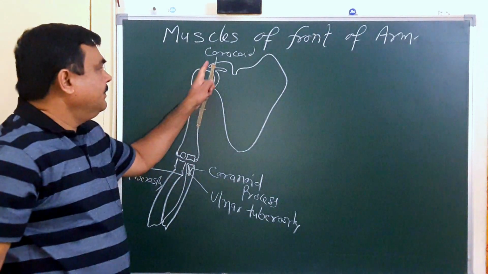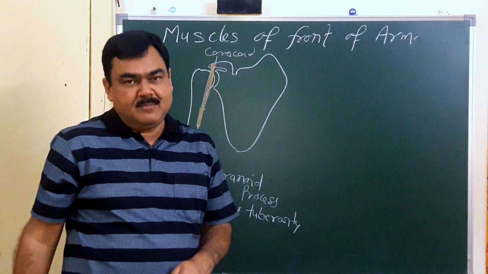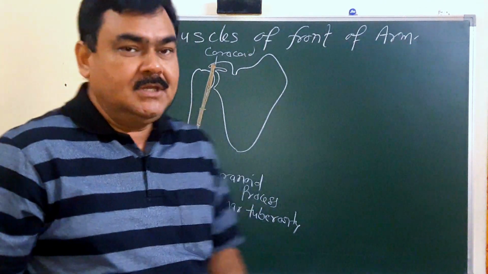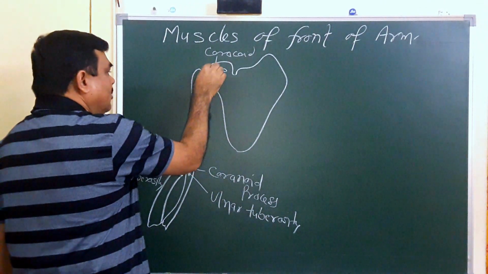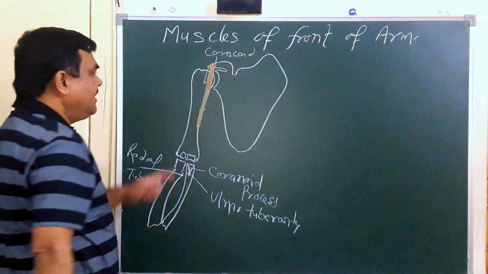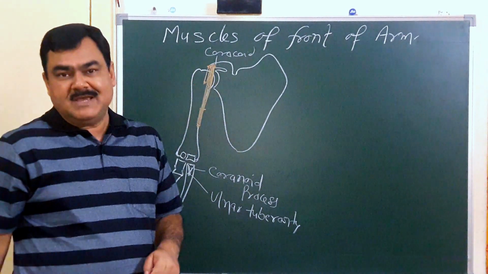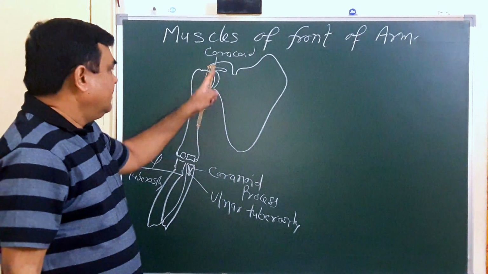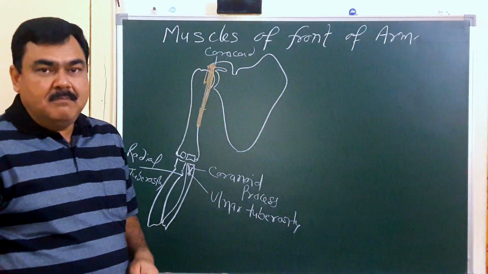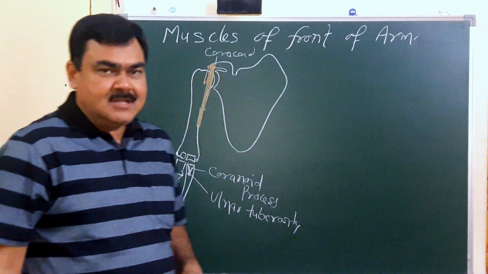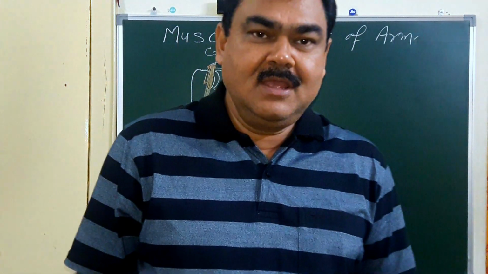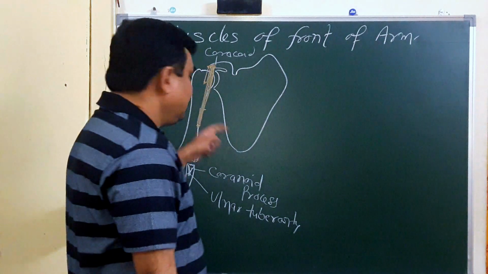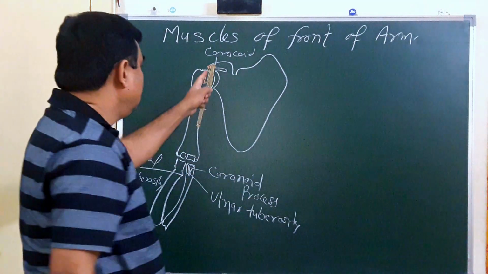It takes origin from the tip of the coracoid process along with the short head of the biceps. Here is the short head of the biceps. This muscle is coracobrachialis. The nerve supply of the coracobrachialis is the musculocutaneous nerve, and its action is flexion at the shoulder joint.